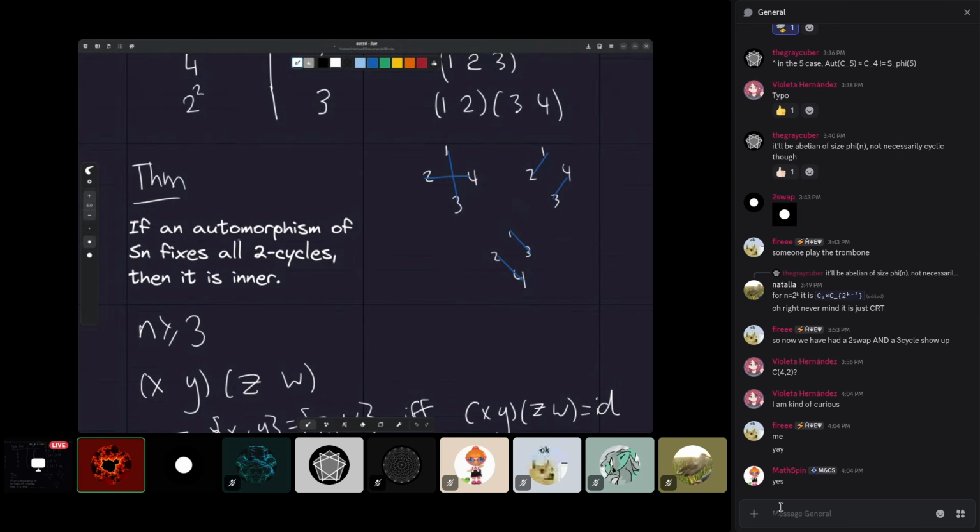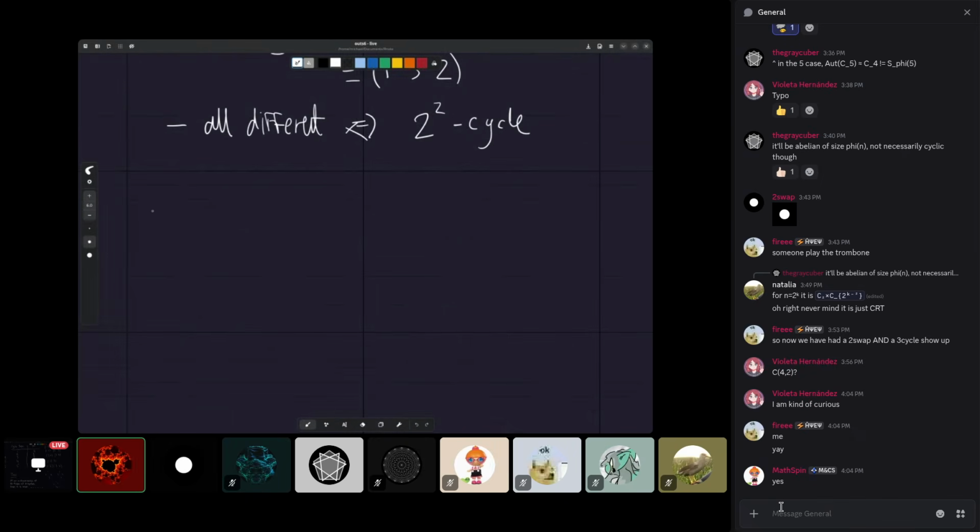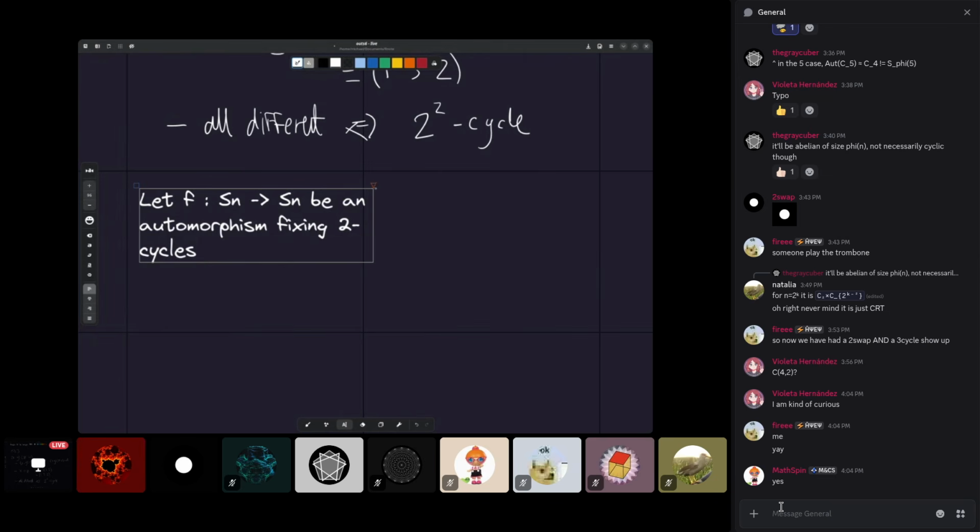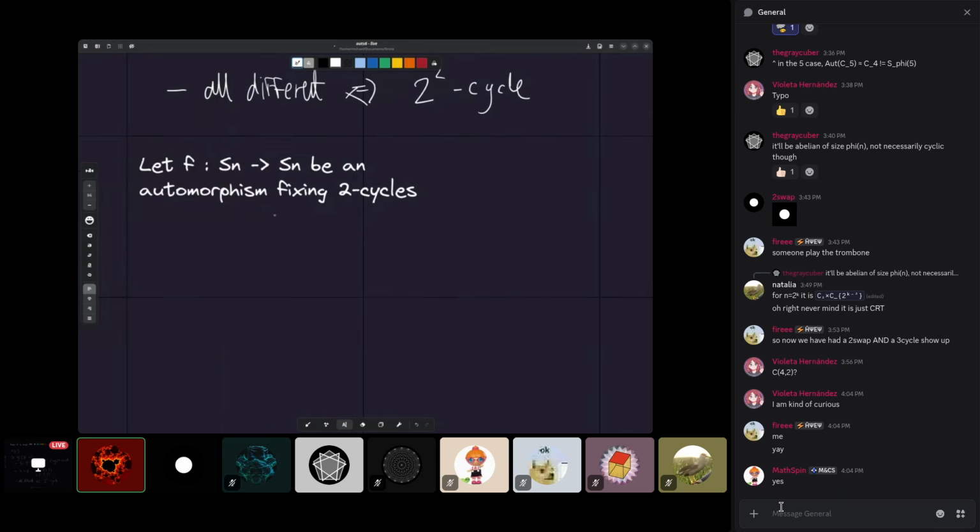Let's do the proof of the theorem. So we're going to let f from Sn to Sn be an automorphism fixing 2 cycles. And so we've got our automorphism, it fixes 2 cycles. What we want to show is that it's inner. So we want to end up with a permutation such that f is given by conjugation by that permutation. So how do we do it?